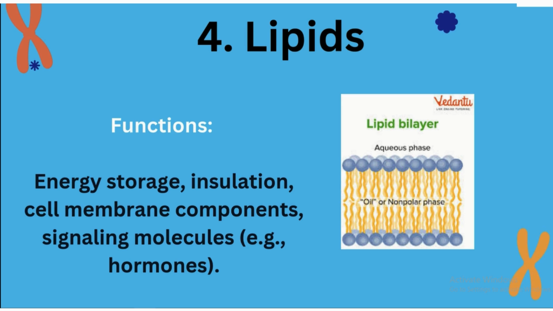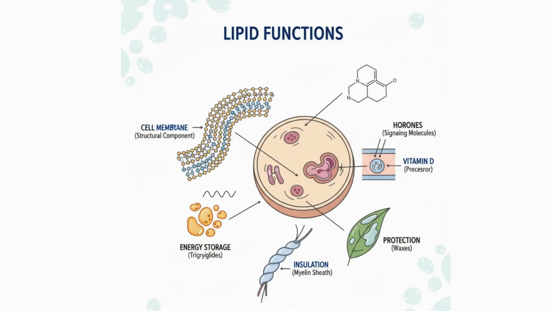The main function of the lipids, just like the carbohydrates, is to store energy. They act as insulation. They are cell membrane components and signaling molecules, for example hormones, making a basic function in the human body. The main function is that they form the cell membrane, for example, the structural components consist of lipids. Vitamin D and hormones are made up of lipids.